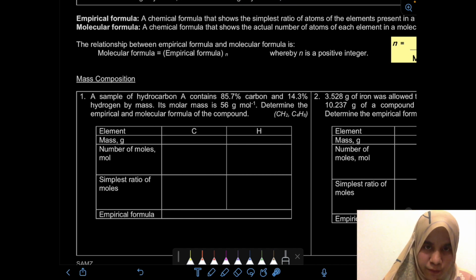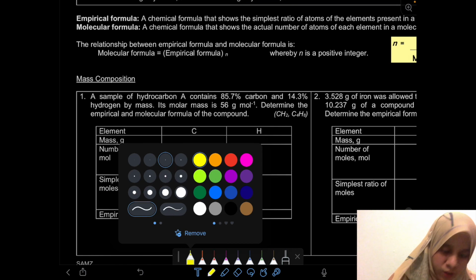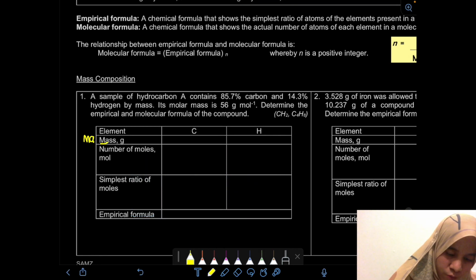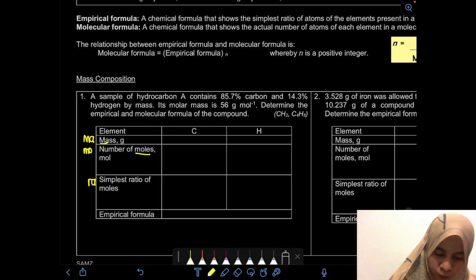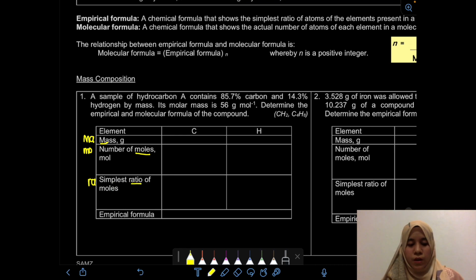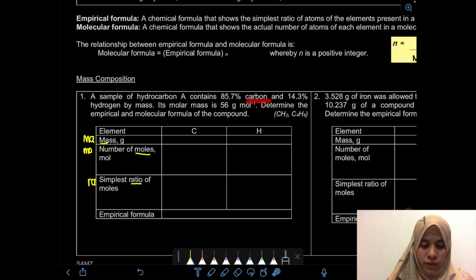So first is the element, which atoms are present in the compound. If you want a hint to remember easily, it is mamora. Mora is the number of moles, and simplest ratio, mamora. The ra is our ratio. So how does it work? Let's look. First one is element. We have our carbon and hydrogen. That is the element itself. Mass is the mass in gram.